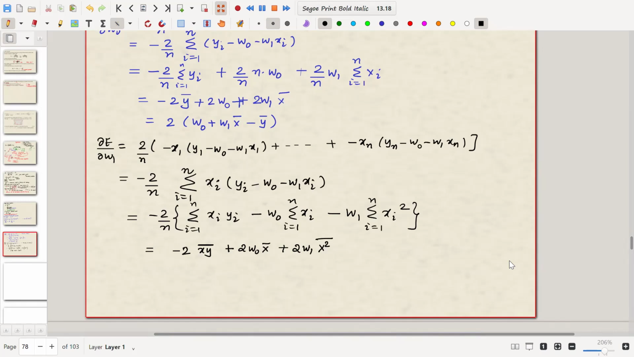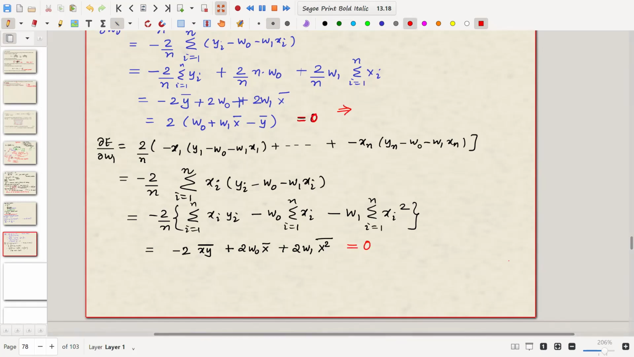I think it is correct. Correct, right? I think it's correct. So now what should we do? Now we should set this equal to 0, set this equal to 0, set this equal to 0.